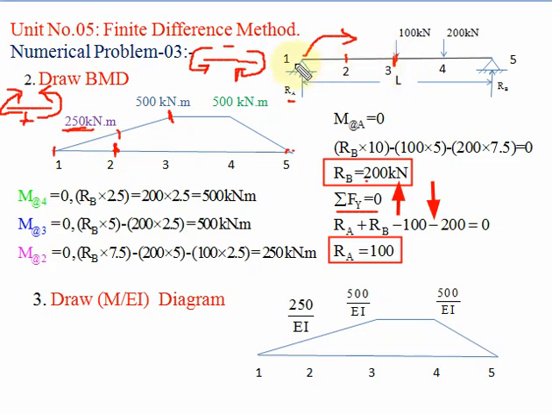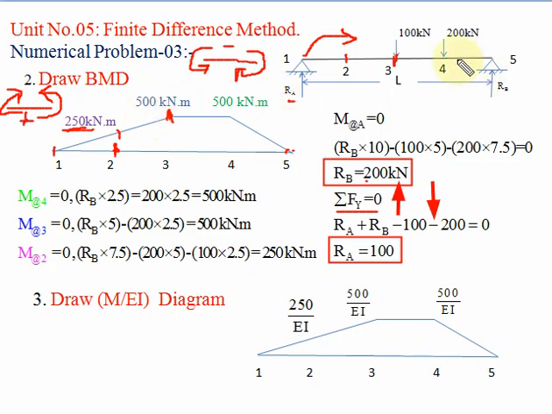Then at node 3, only one force is there, Ra. It is acting in the clockwise direction, so the nature will be sagging, positive. So 100 times the distance, 2.5 plus 2.5, so 100 into 5 is 500. So at node 3, what is the value?